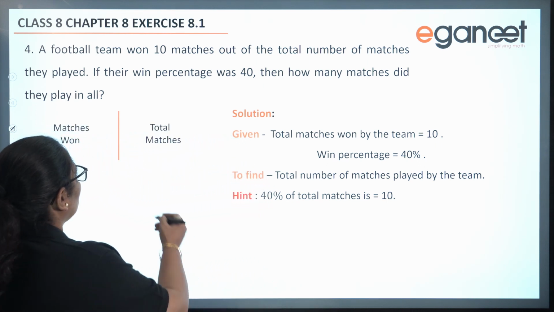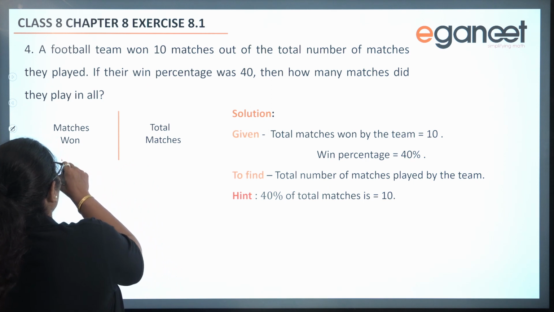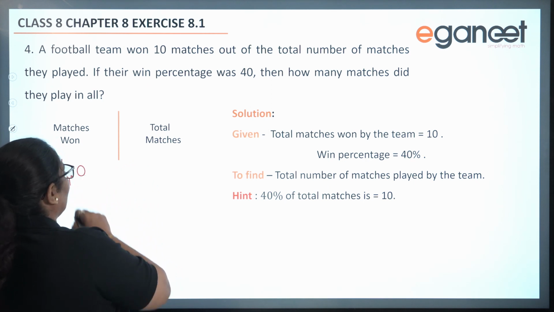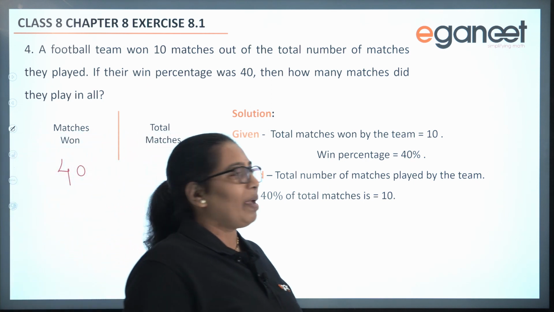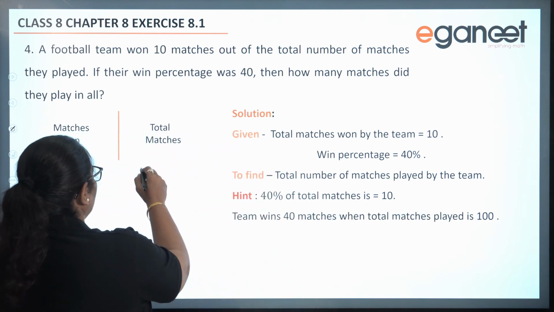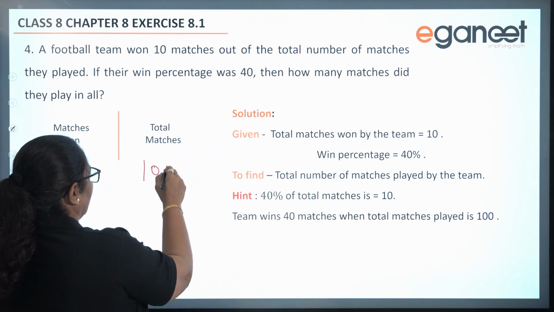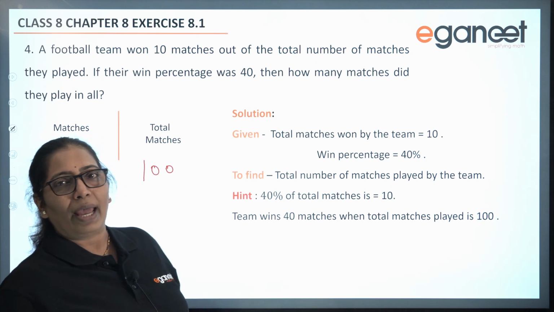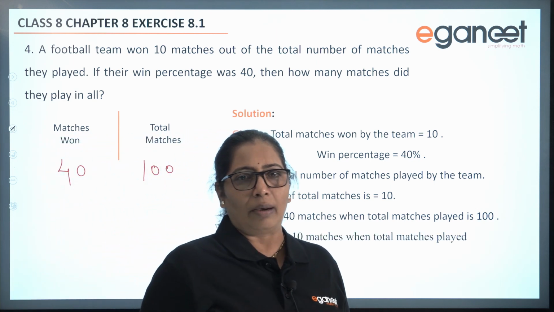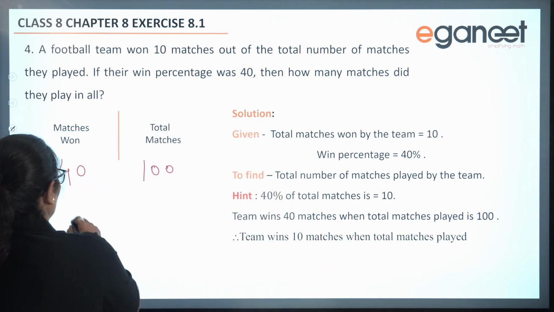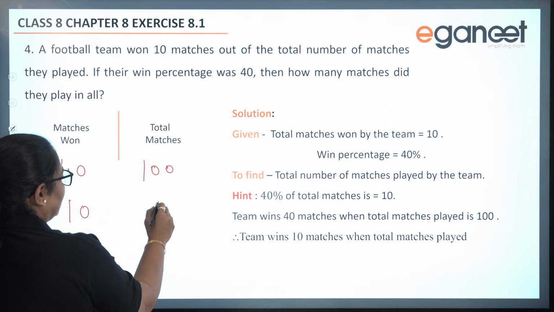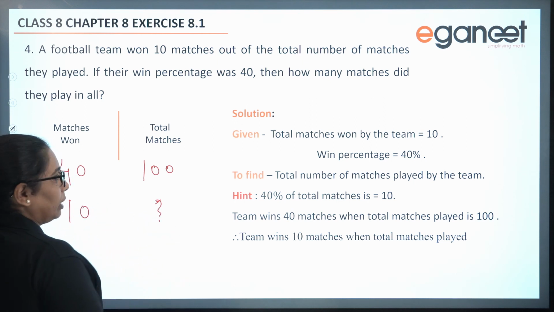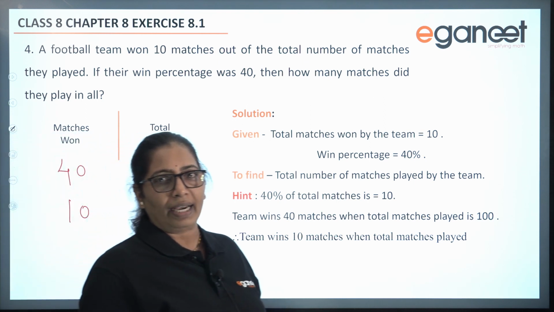When 40 matches are won by the team, total matches played by the team is equal to 100. So when 10 matches are won by the team, how many matches are played in total? Let us find it out.